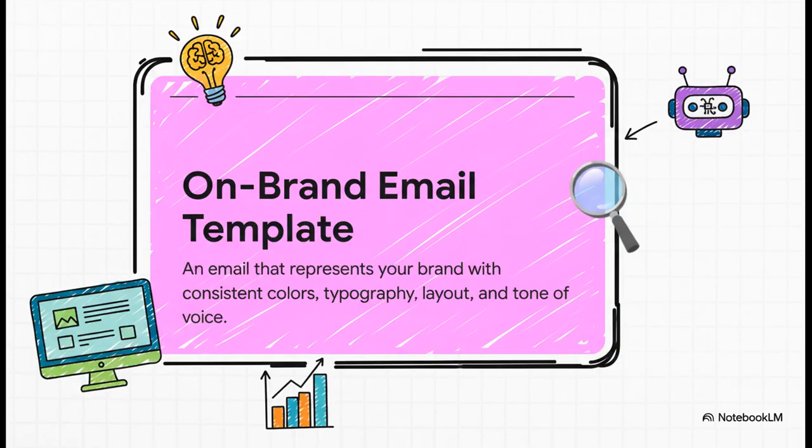So what do we even mean by on-brand? Well, think of it like your brand's unique signature. It's not just about looking good, it's about being instantly recognizable. It's that perfect mix of your colors, your fonts, your layout, and your tone of voice that just screams, "This is us," every single time. That's the gold standard we're all aiming for.